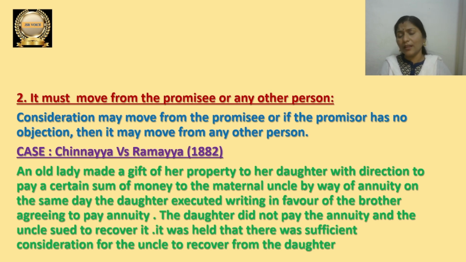Okay, here we have one popular case, that is Chinnaya versus Ramaya. It took place in the year 1882. So what is the case here? I'll read it and I'll explain. An old lady made a gift of her property to her daughter. So here one lady gifted her property completely to her daughter.